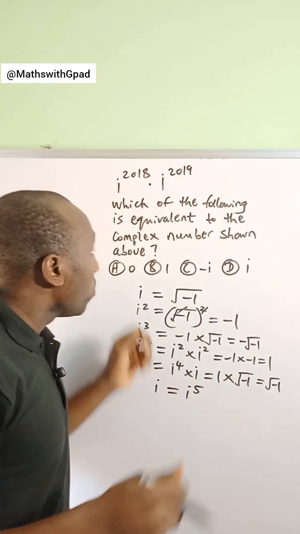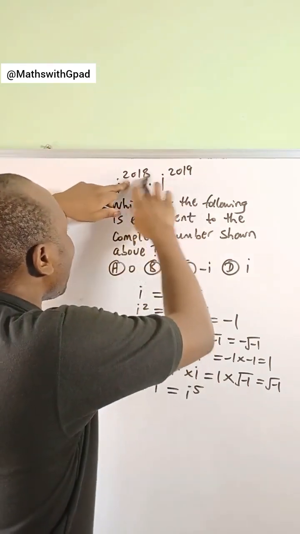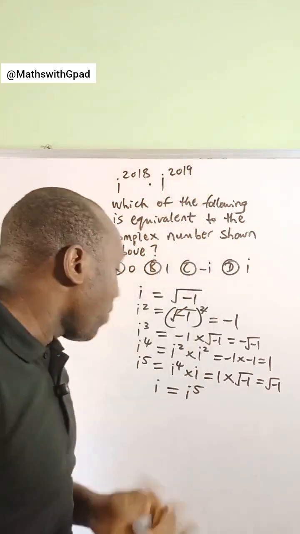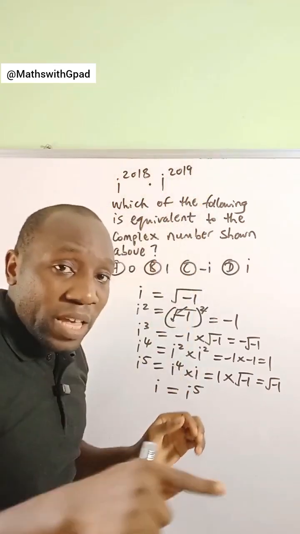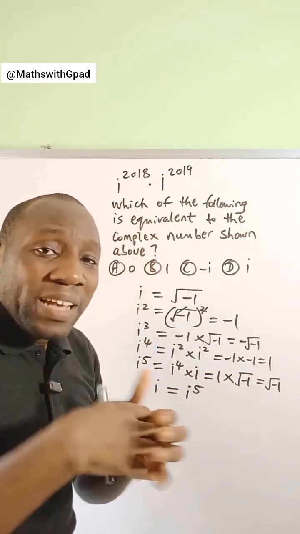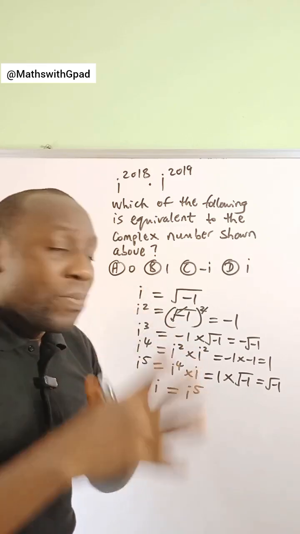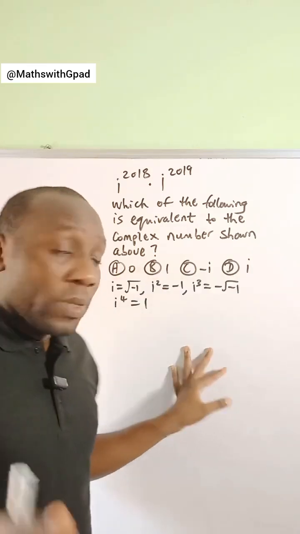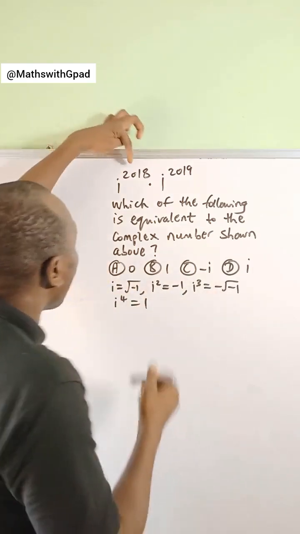Every 4 steps. So what we can do here is that we are not interested in this large exponent. We can just divide it by 4. Since it cycles every 4 steps, whatever is the remainder will help us in getting the answer. So because of space, I have rewritten this. Now let's come and work this out.